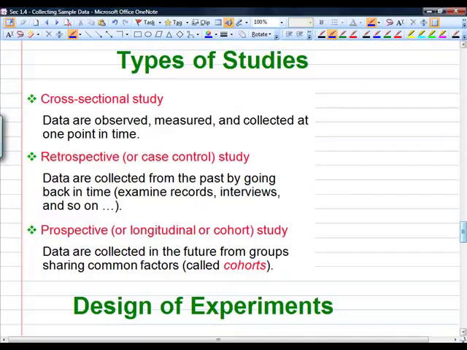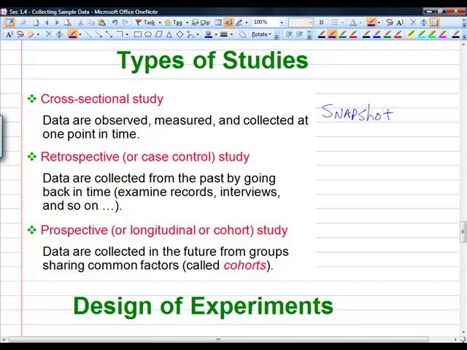The next thing we're going to talk about are the types of study, and your book really does a good job. If you go to types of study, they do a time reference thing here. A cross-sectional study is where data are observed, measured, and collected at one point in time. This is like a snapshot of what's going on at some point in time. We just take a picture of what's going on at this one point in time, whether it's in the past or current or whatever.